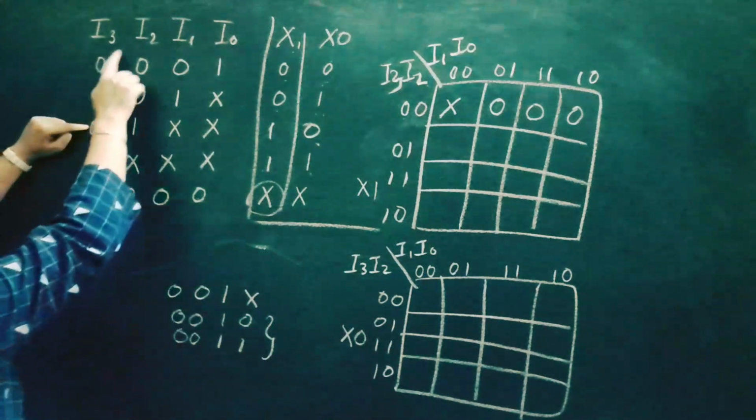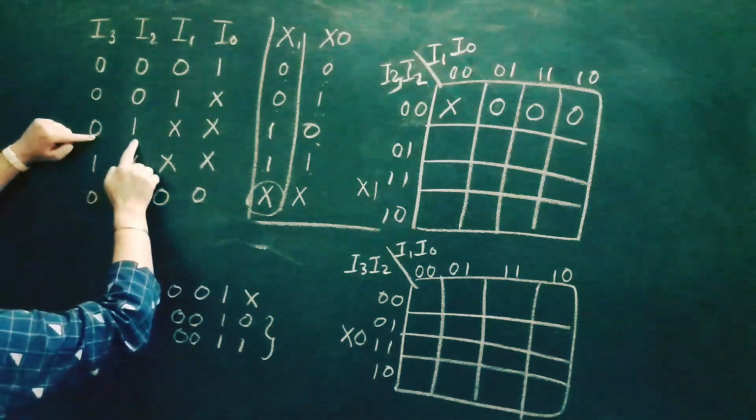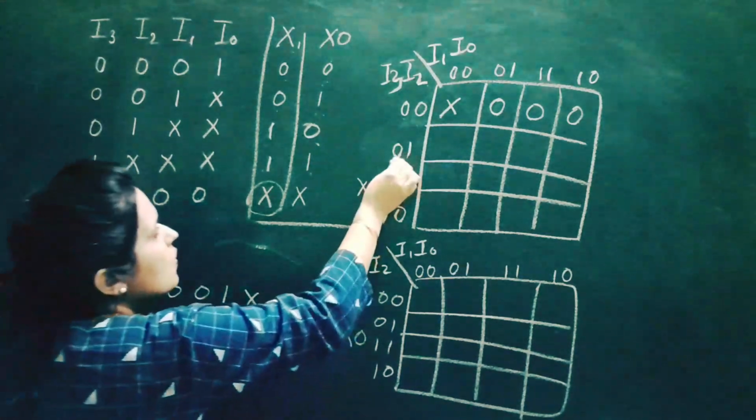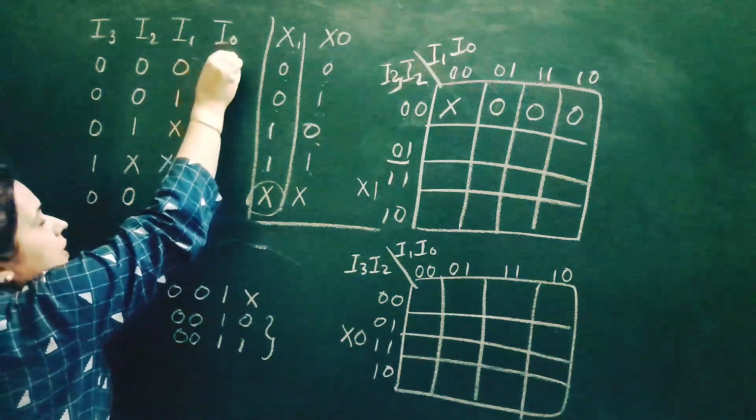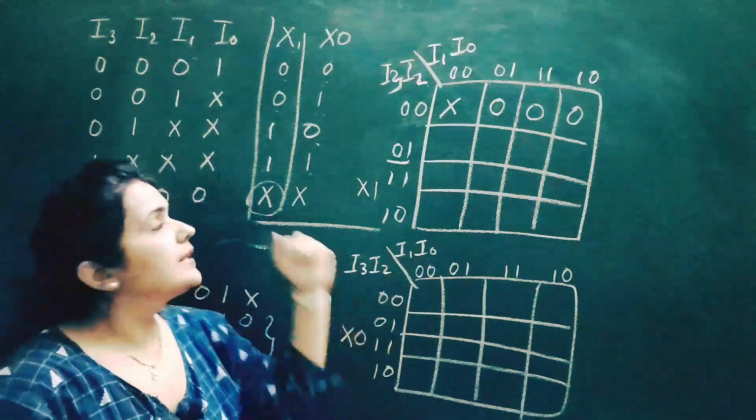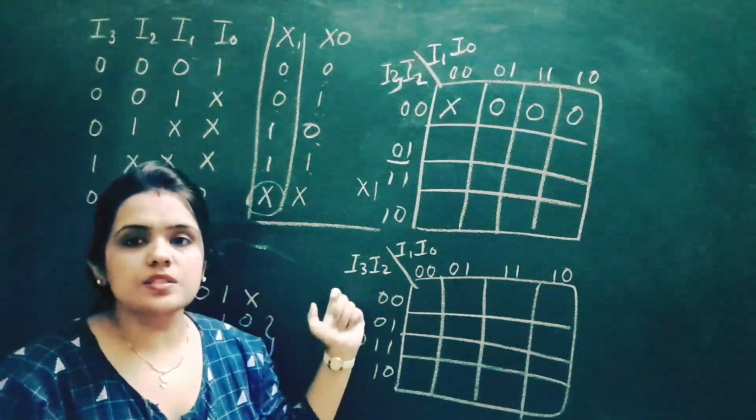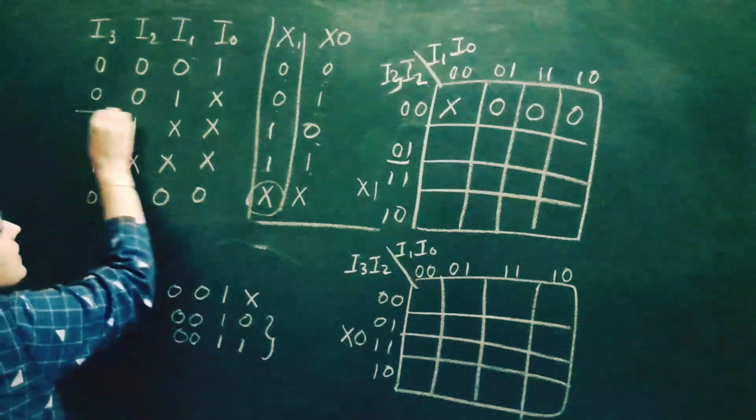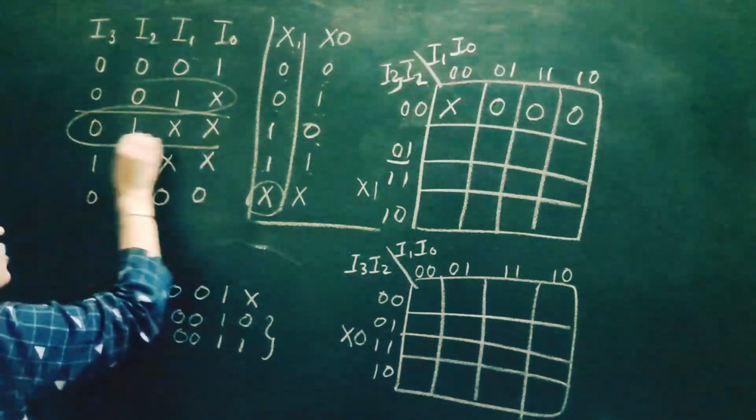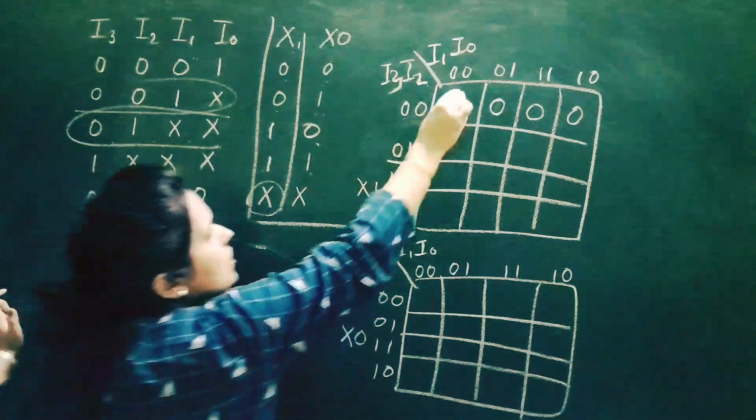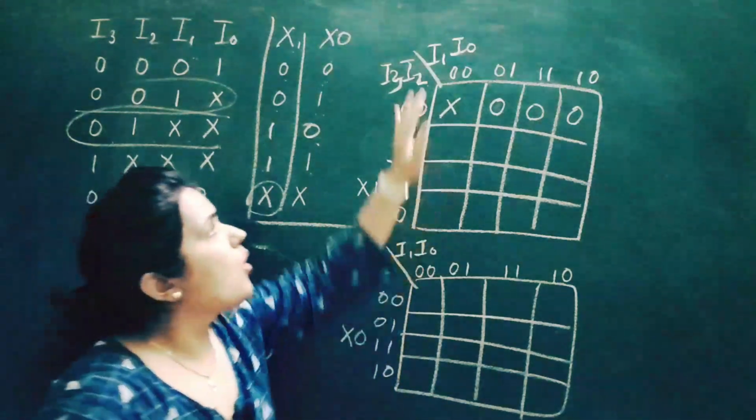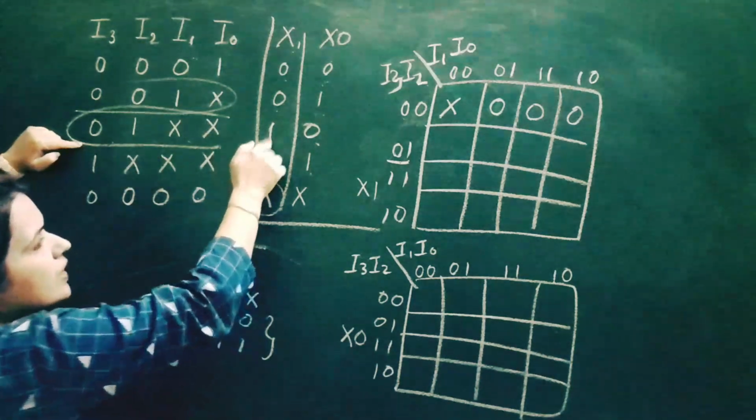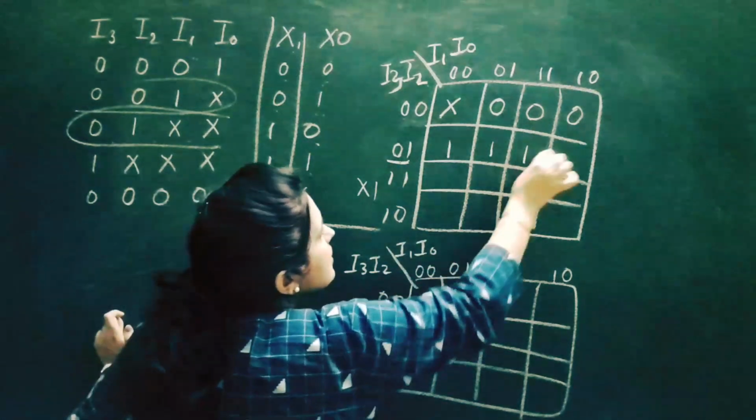When I3, I2, I1, I0 is 0, 1 cross cross, that is when the value of I3 and I2 is 0, 1 and the value of I1 and I0 can be 0, 0, it can be 0, 1, it can be 1, 0, it can be 1, 1. So this is the row corresponding to these inputs. 0, 1 cross cross means whatever may be the value of I1 and I0. At this combination X1 is 1, so I should write a 1 in this complete row.